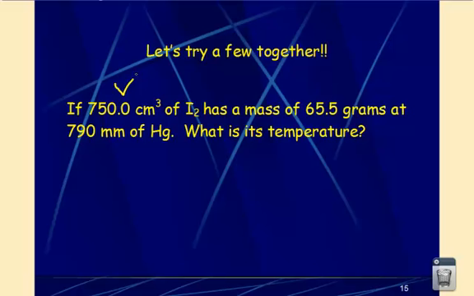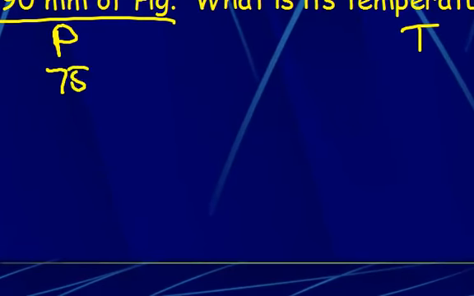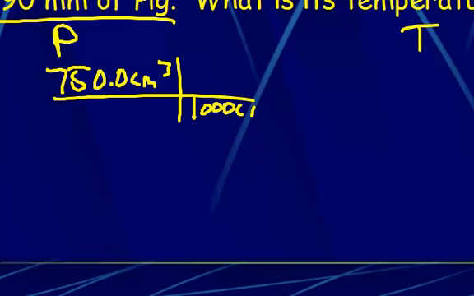Again, we're at a particular set of conditions. We have the volume. We have grams, so we can find moles. We have millimeters of mercury, so we have the pressure. And this time we're looking for T, the temperature. All right, so the centimeters cubed. I have to get 750 centimeters cubed to liters. There are 1,000 centimeters cubed in a liter, because a centimeter cubed and a milliliter are the same. So I'm going to move it over 1, 2, 3, or divide by 1,000.